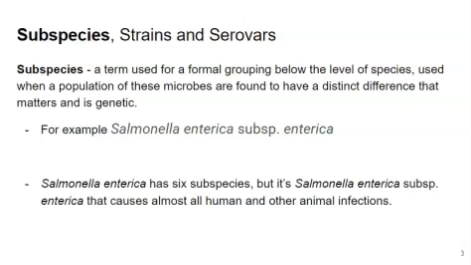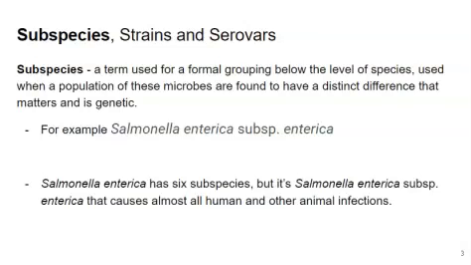Within a species, you can have a subspecies, a strain, or a serovar. I know it's a lot of S terms, right? So a subspecies is a very formal term, and it is a taxonomic grouping below the level of a species. So this is used when you have a population of organisms here, microbes, and they have a common and fairly significant distinct difference genetically from one another.